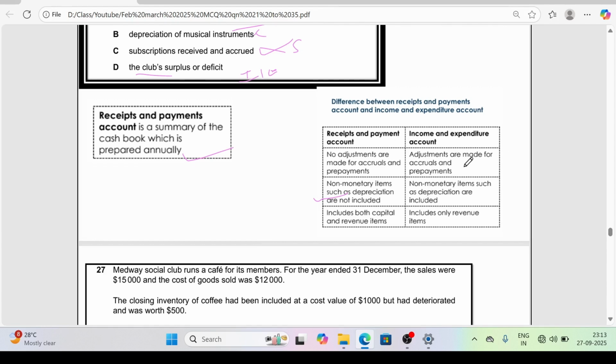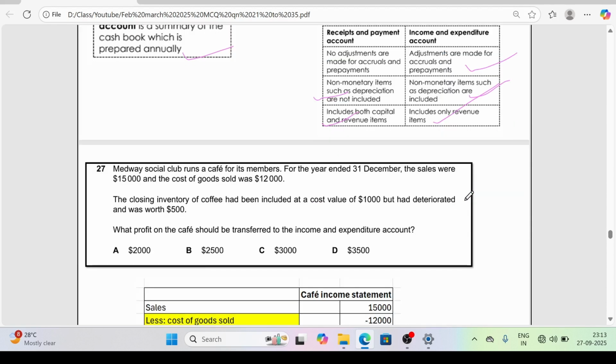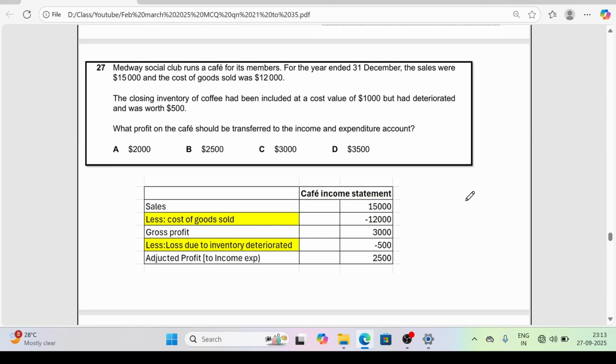Adjustments are made for accruals and prepayments in the income and expenditure account, and non-monetary items such as depreciation we will record. In a non-trading organization, income and expenditure means income statement. The receipts and payments account includes both capital and revenue items, and the income and expenditure account includes only revenue items. Got it? Let's move to question number 27.